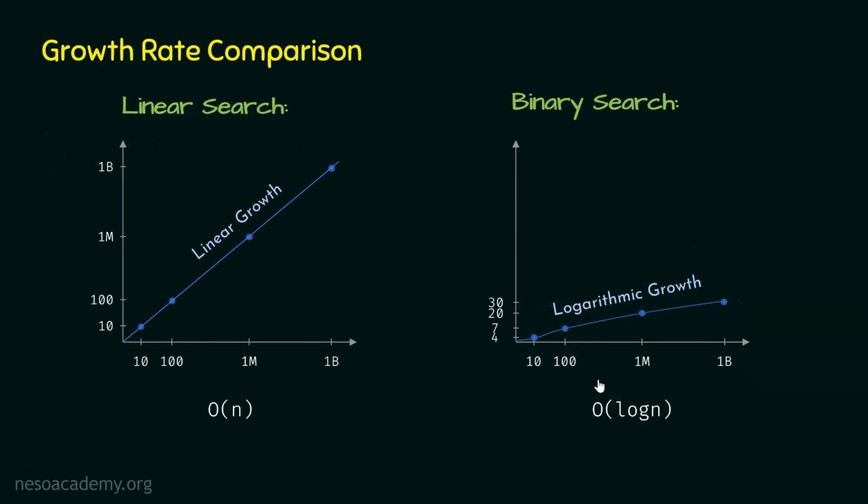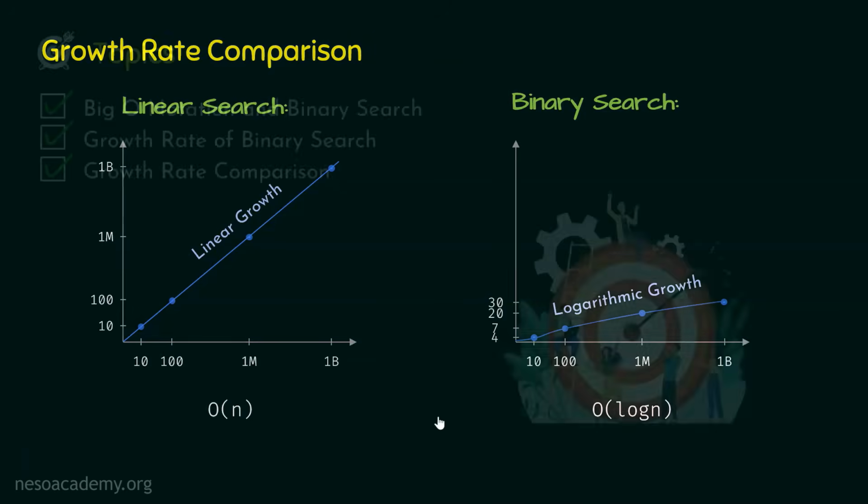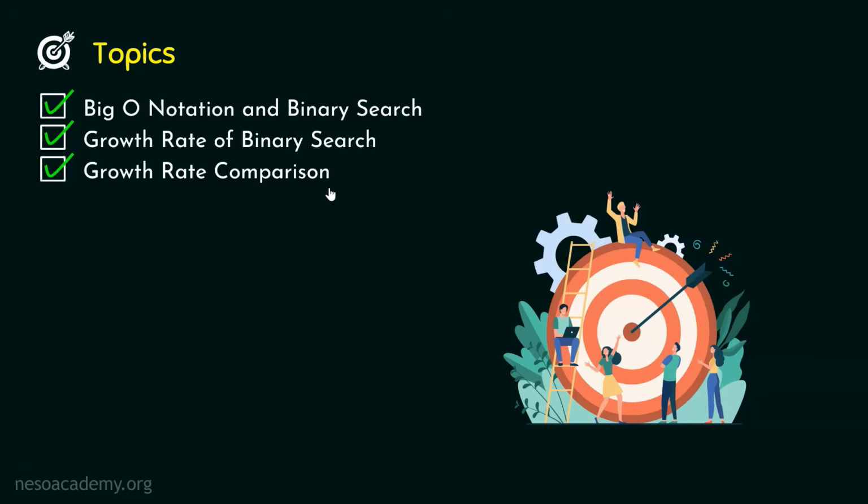These are the graphical representations of growth rates of linear search and binary search. In case of linear search, the growth is linear. In case of binary search, the growth is logarithmic. Here I have mentioned the time complexities or the running times of linear search and binary search. In case of linear search, the time complexity is big O of n. In case of binary search, the time complexity is big O of log n. We can observe that linear search is slower than binary search, as the growth rate is much faster in case of linear search compared to the binary search. So with this, we are done with this topic also, that is growth rate comparison of linear search and binary search, and this means we are done with this lecture.